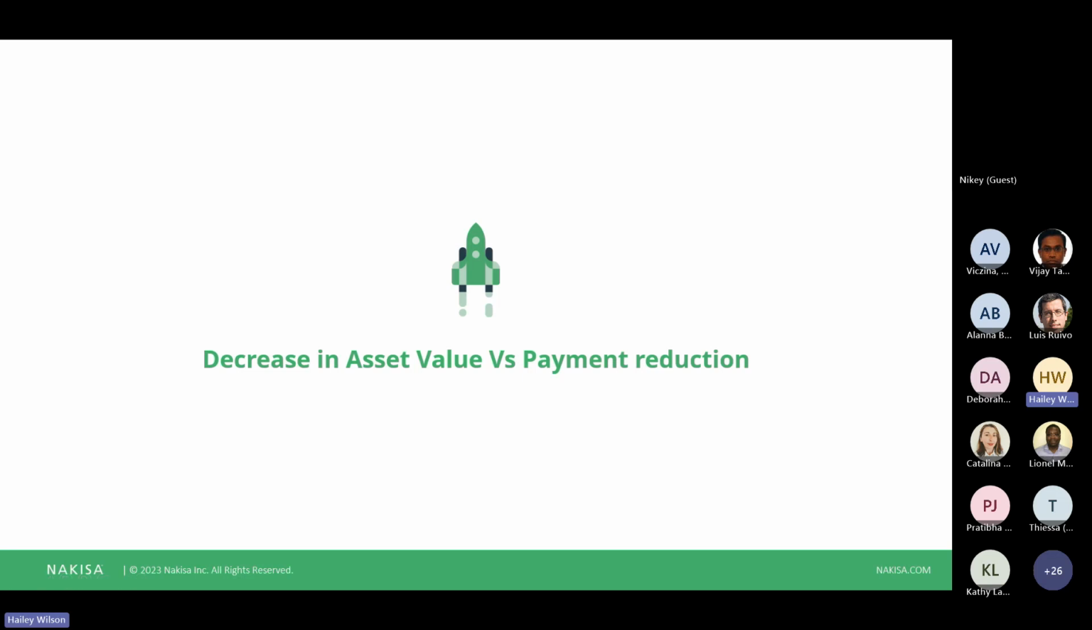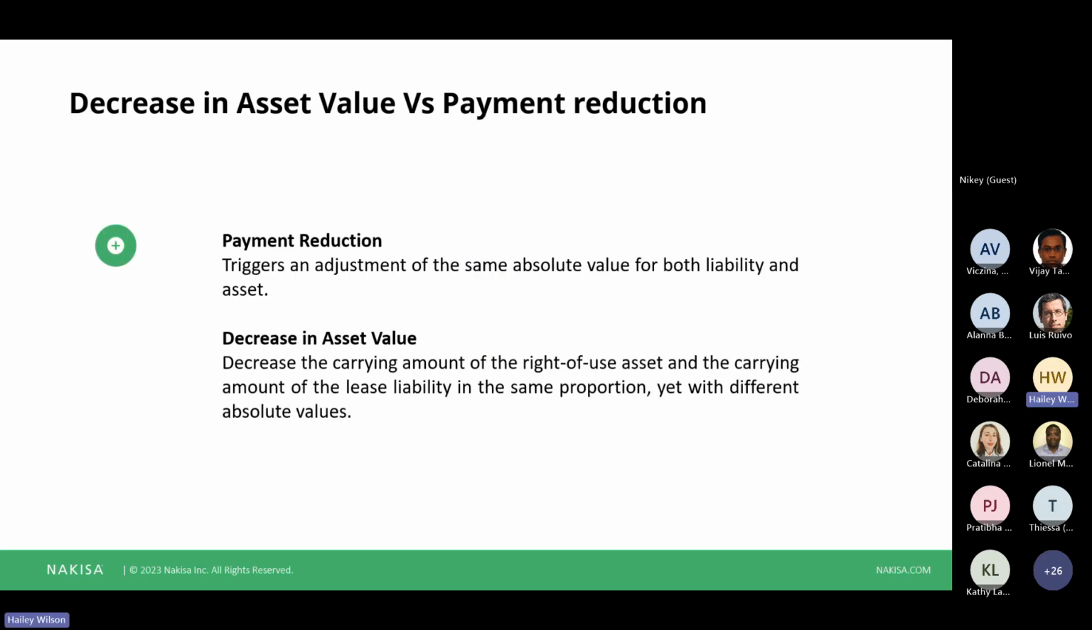Before I jump into the application and do an illustrative example together, we're just going to cover quickly the differences between a decrease in asset value and a payment reduction. So a payment reduction is triggering an adjustment for the same absolute value of both the liability and the asset, where a decrease in asset value, which is what we just covered, is decreasing the carrying amount of the right of use asset and the amount of the lease liability in the same proportion, yet with a different absolute value. Therefore, your decrease in asset value is going to trigger your gain and loss, whereas a payment reduction will not. Decrease in asset value is considered a decrease in scope.